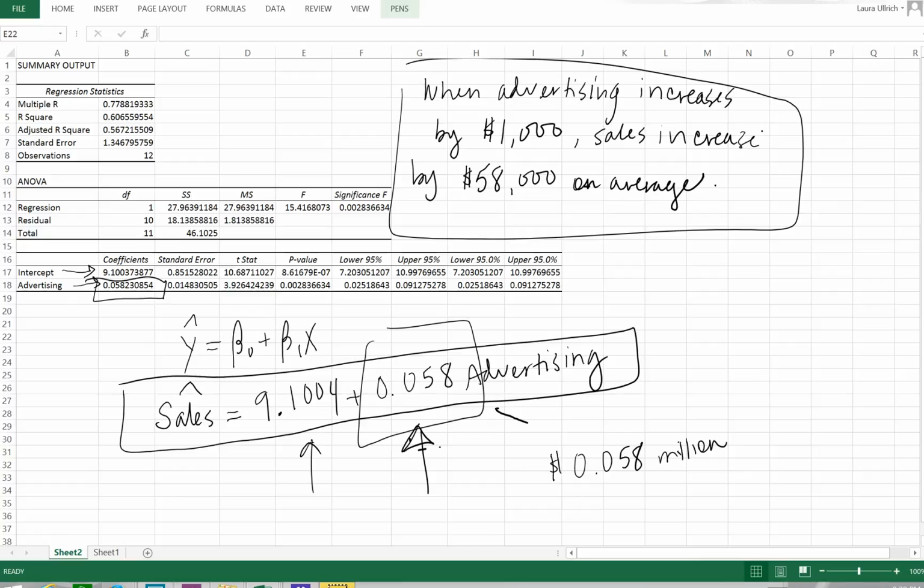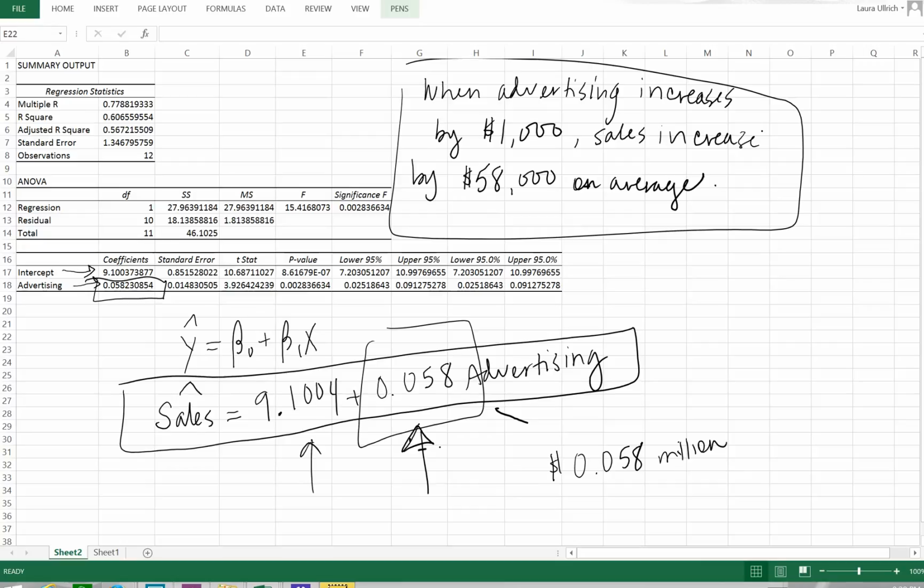We're not saying that if you advertise $1,000 more, you're definitely going to get $58,000 out of it. You may only get $24,000. You may get $112,000, right? It could be above or below, but on average, we expect it to be $58,000 in sales per $1,000 in advertising, right?